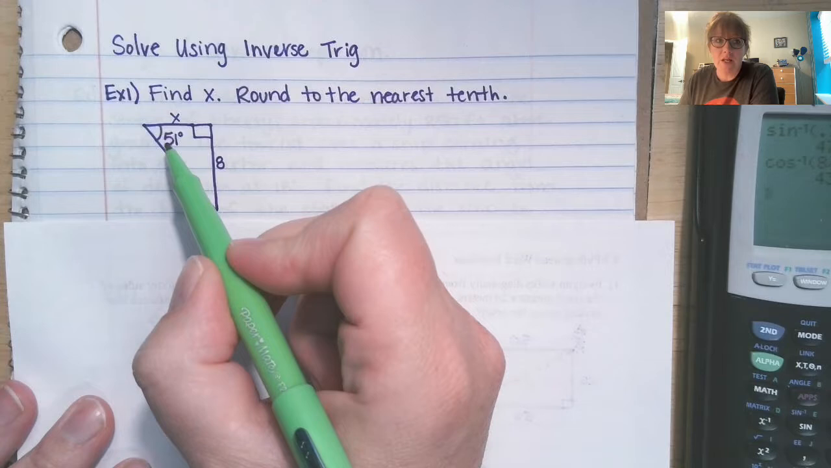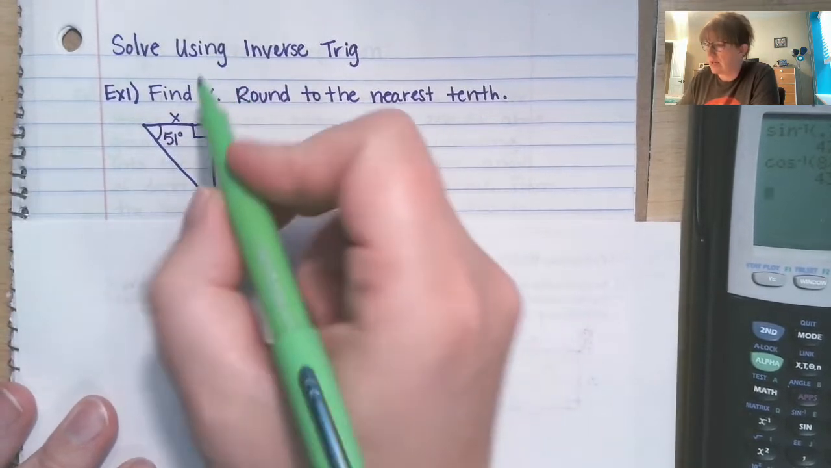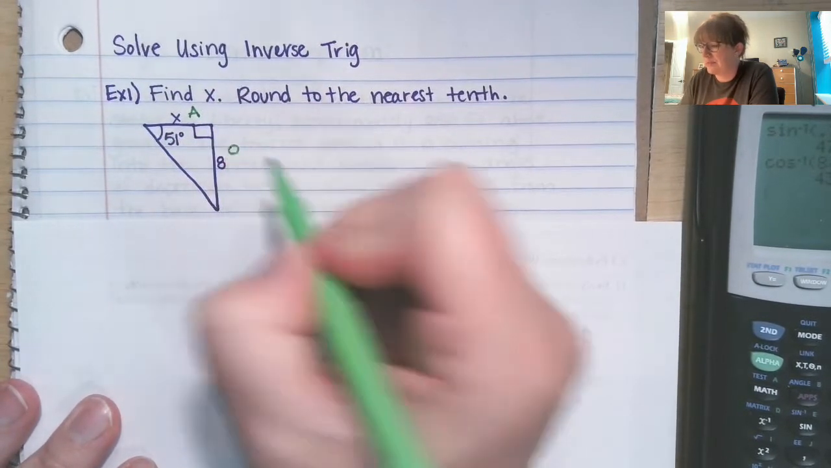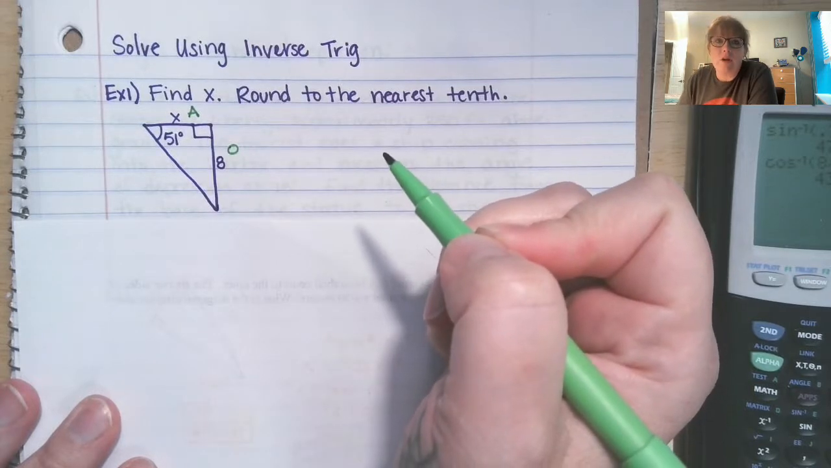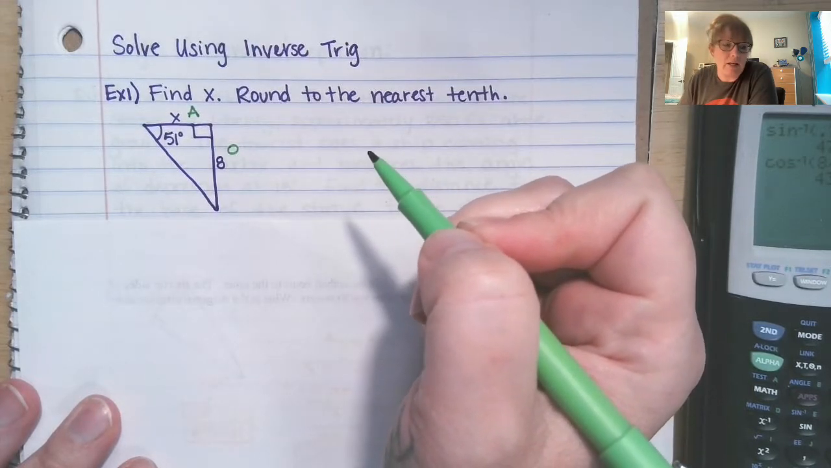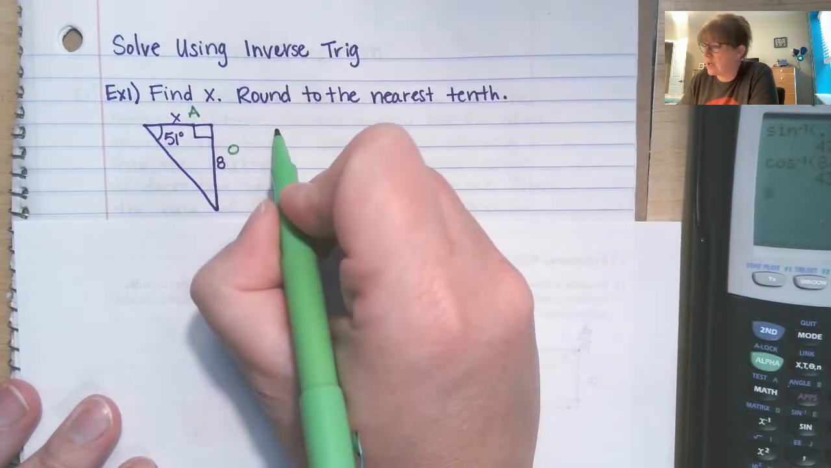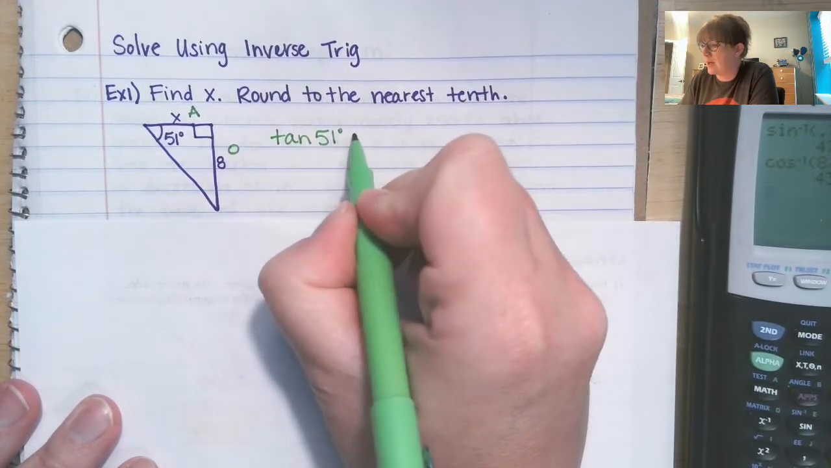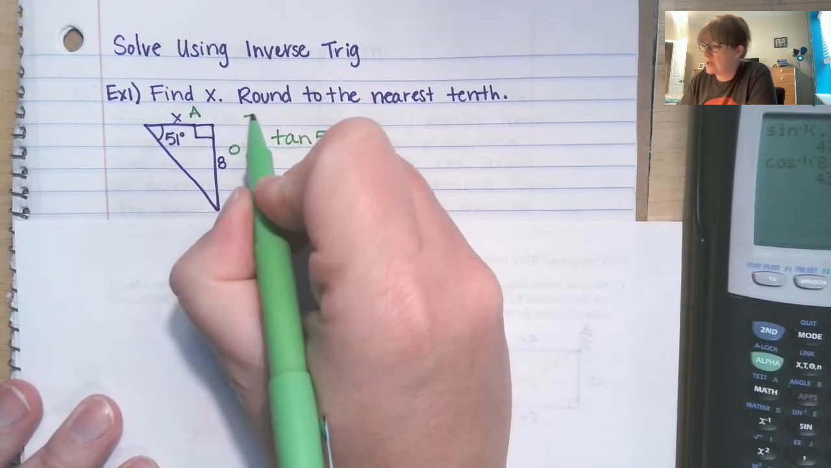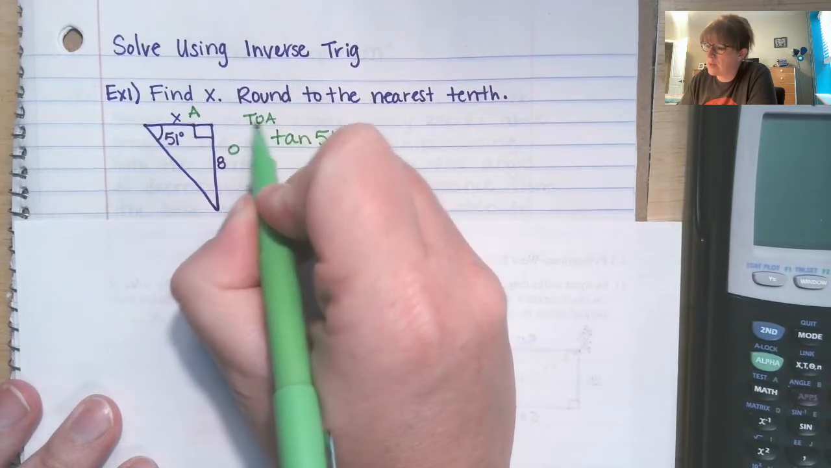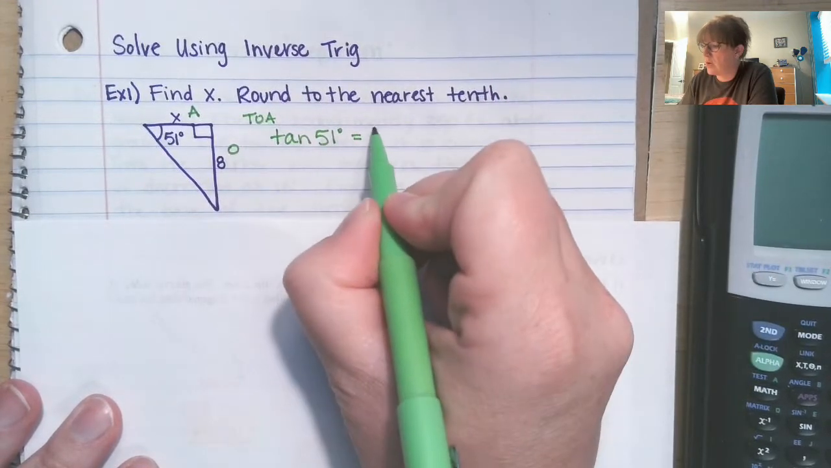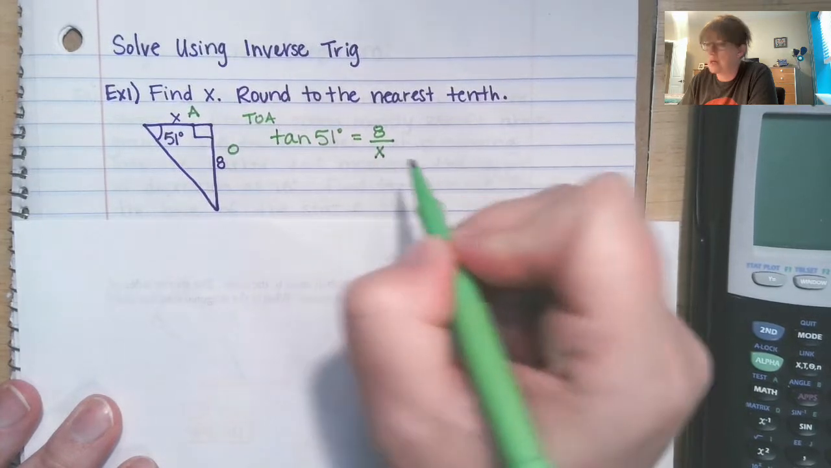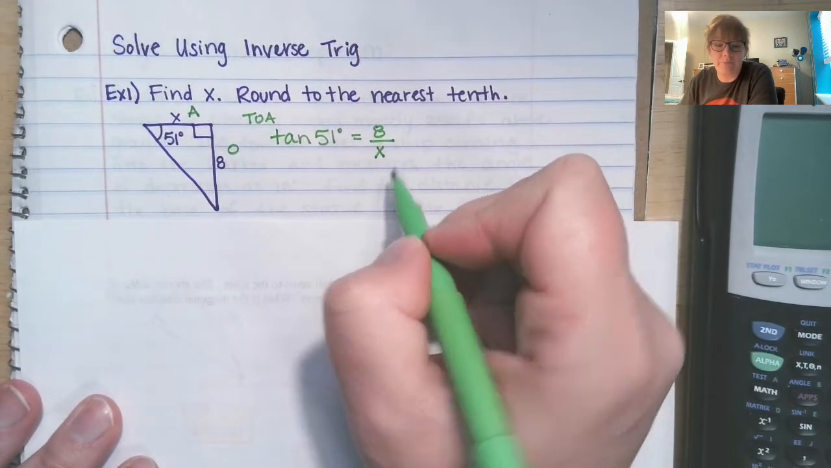We have the 51-degree angle, so let's go ahead and label everything with A's, H's and O's as always. What trig ratio has an A and an O in it? That would be tangent. So we need tangent of our degree, which is 51, equals, and remember it's TOA, tripping on asphalt. So our O is length 8, and our A is the unknown value x, which we're solving for.